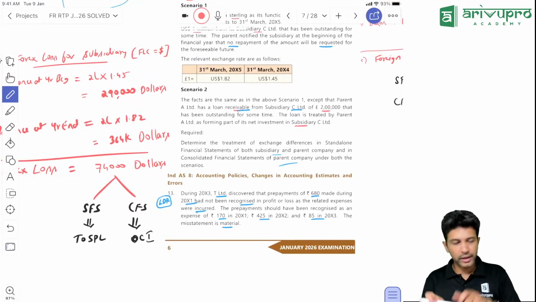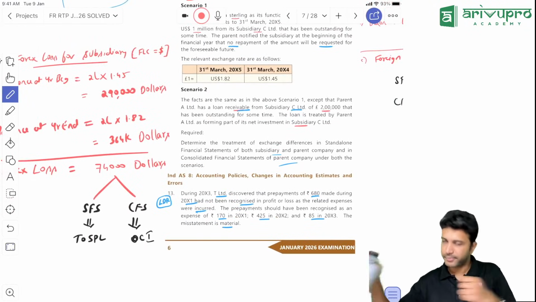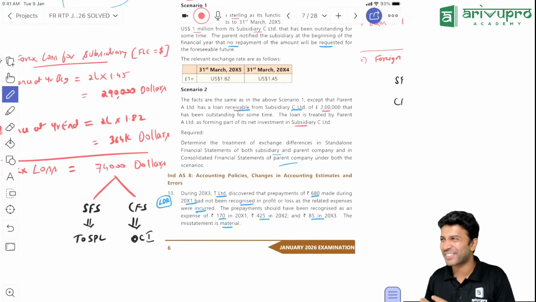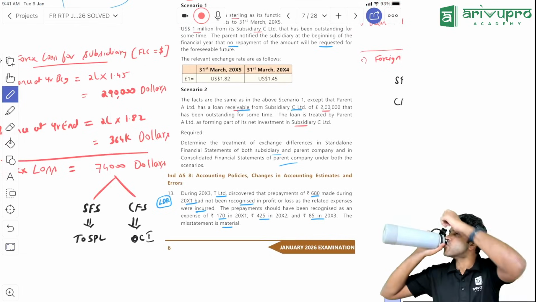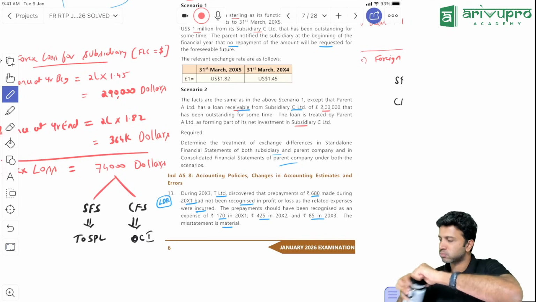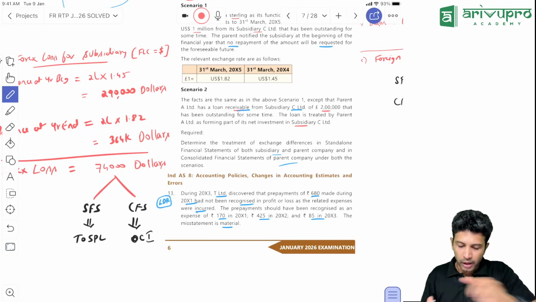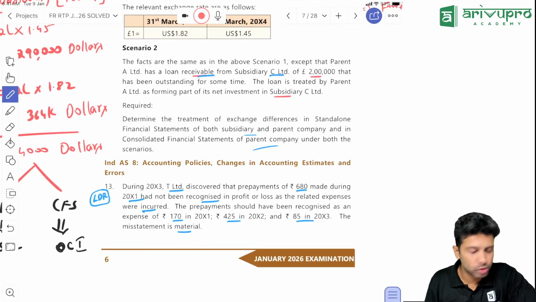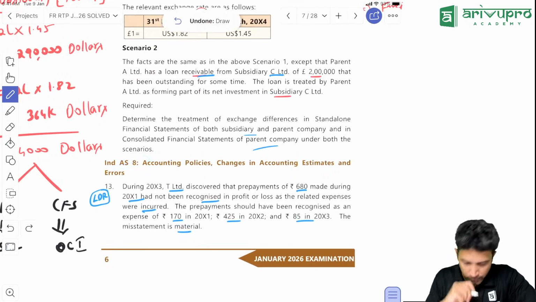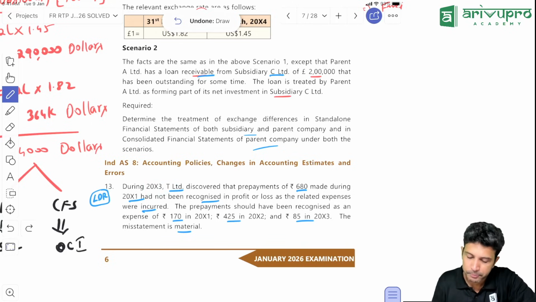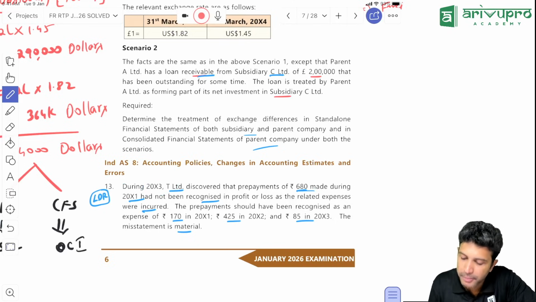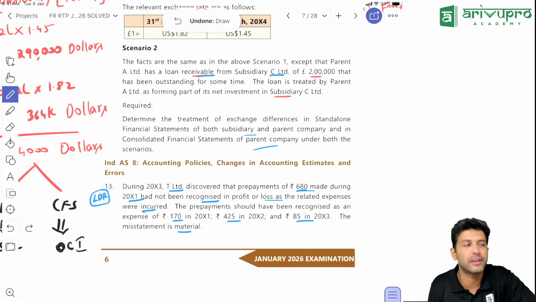Okay, next question number 13. Goes without saying, everything is LDR. During 20x3, this is an Ind AS 8 question. During 20x3, keep that in mind, the period is important here. T discovered that prepayments of 680 made during 20x1 had not been recognized in P&L as related expenditures were incurred. Some expenditure they forgot to record.